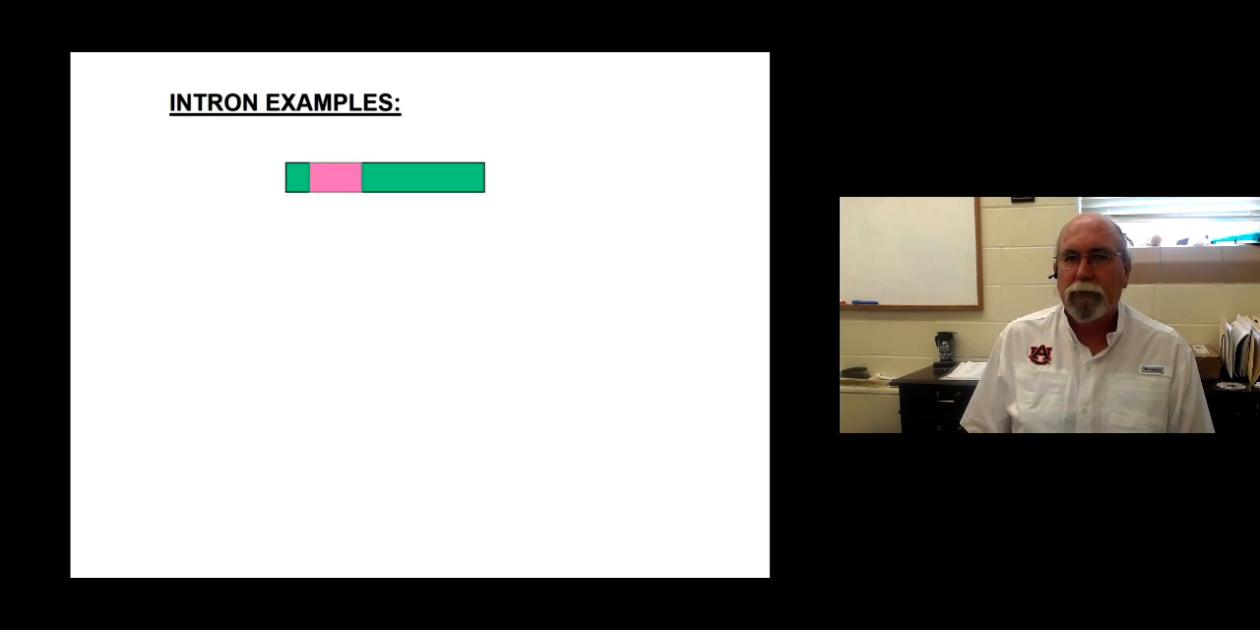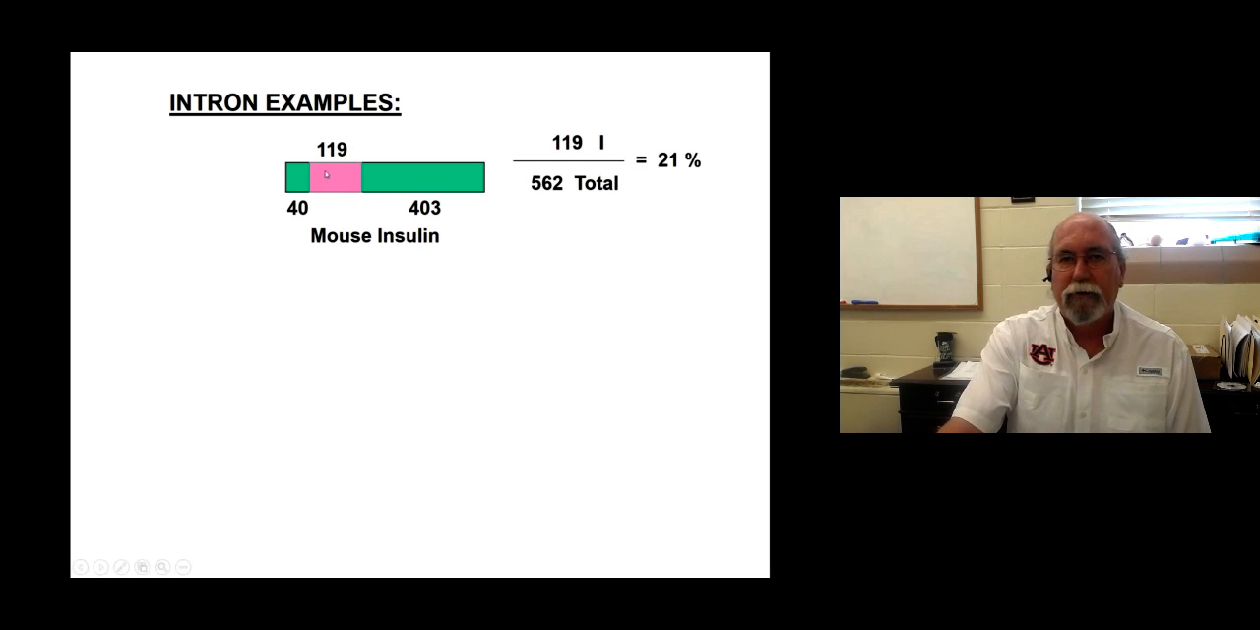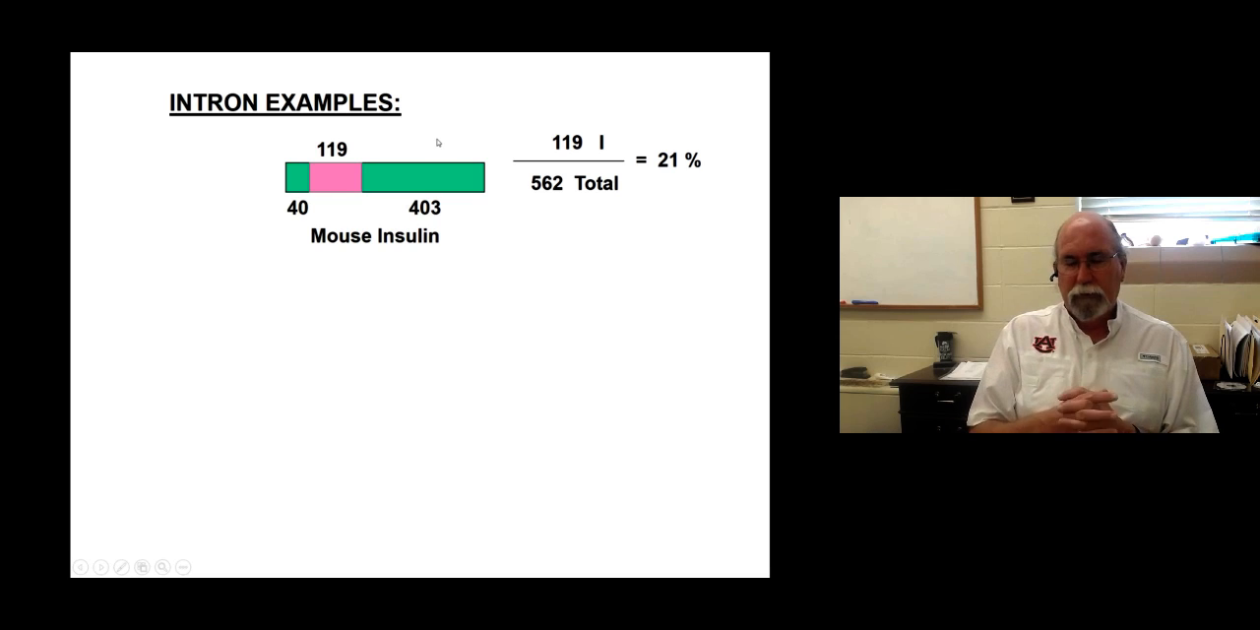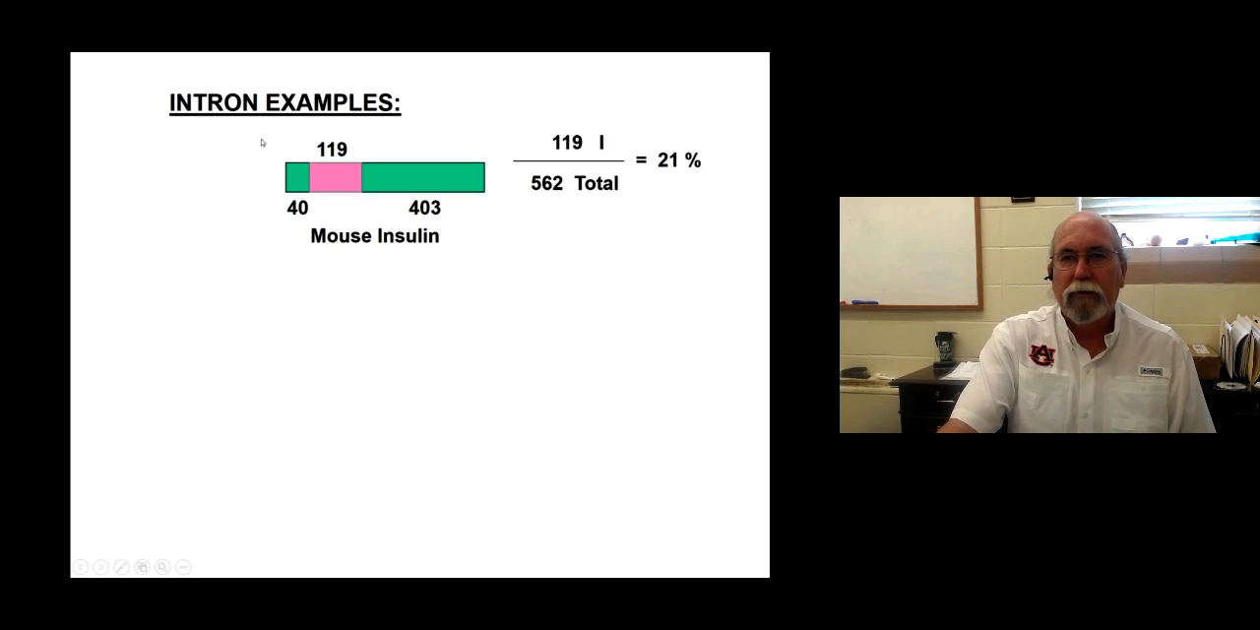And just to give you some examples of what I mean by this, let's go to mouse insulin. Okay, insulin. This is going to make a hormone, right? The protein eventually will be a hormone. If we look at it, the intron size is in pink here, and the green represents the exons. There's only one intron here. It's about 119 bases long, and these are not base pairs because these are messages, right? And the total length of this message is somewhere around 562 bases. So 21% or so of this particular message is actually a single intron, right? And that's not too big. You notice this is a fairly small message.